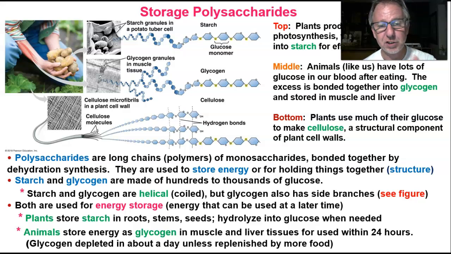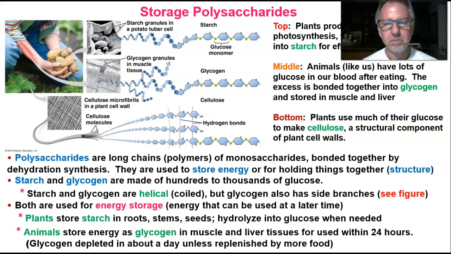Plants are storing their starch in their roots, a little bit in their stems. Seeds get starch to feed the embryos, and whenever the plants need a sugar source, they hydrolyze or break down those starch molecules into glucose and then use the glucose as fuel. We do the same thing.